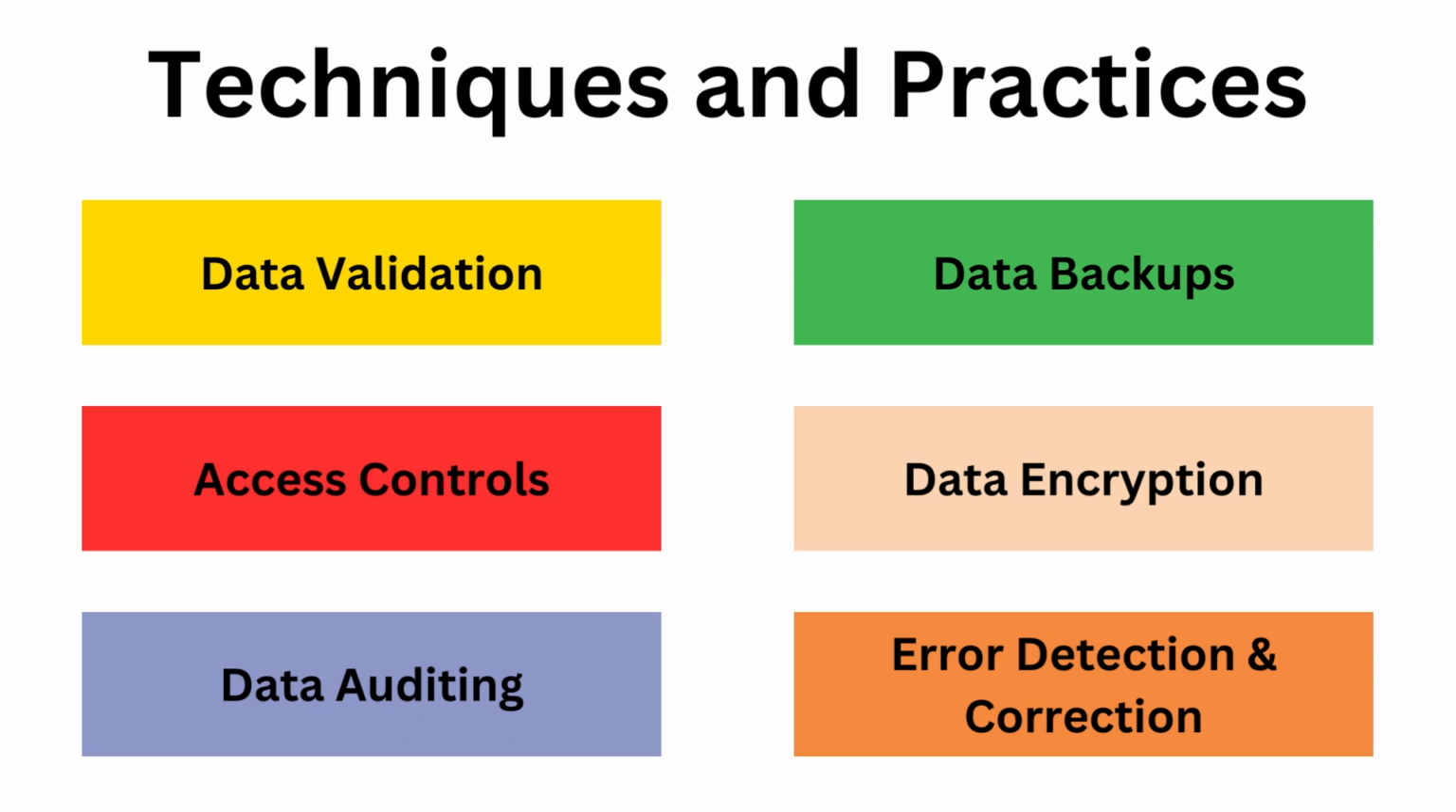Next, access control. It's an extremely important practice. Implementing security measures to control and restrict access to data, ensuring that only authorized individuals can modify or manipulate it, is important to safeguard data integrity. Data encryption is the next technique. Using encryption techniques to protect data during transmission and storage, making it unreadable to unauthorized parties.